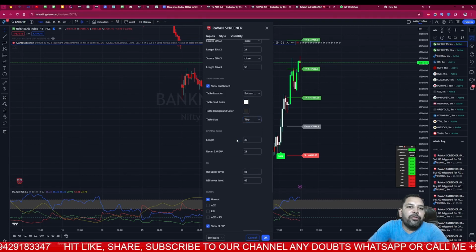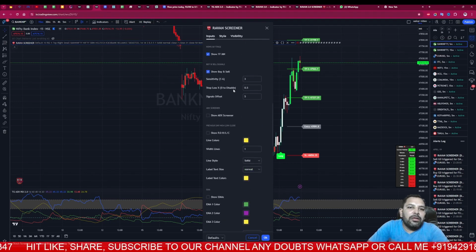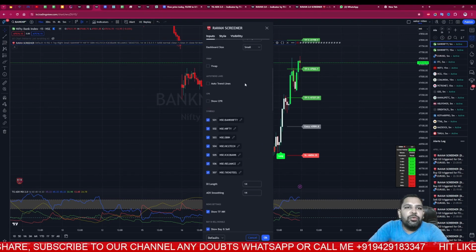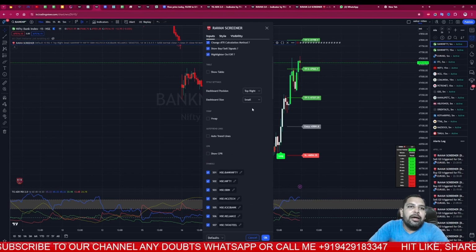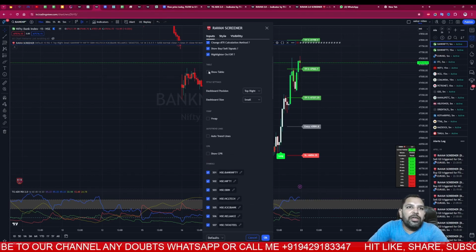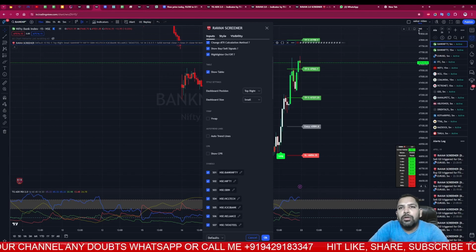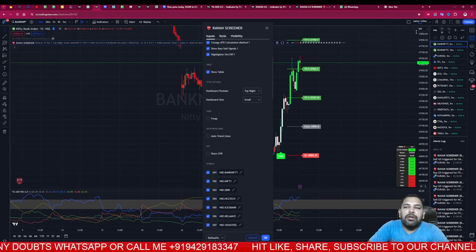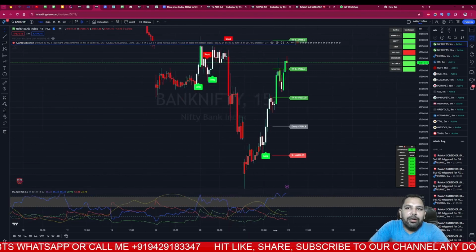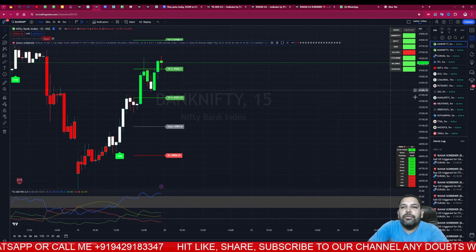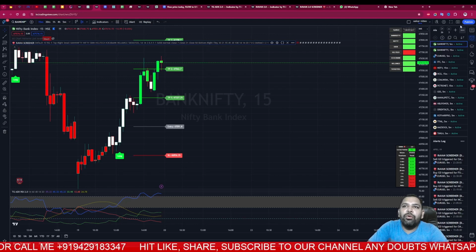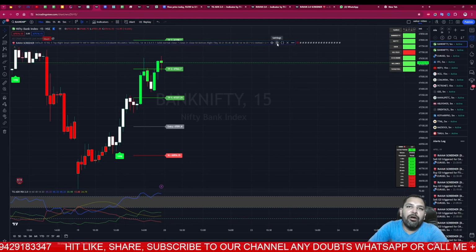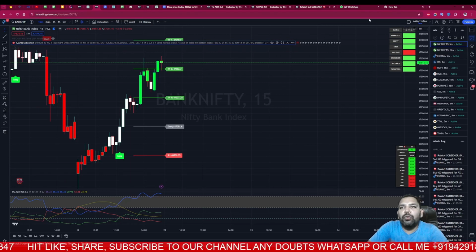Tiny I've kept mainly for mobile users. Default I've kept as tiny. So if you want to work on a system, you can adjust the size accordingly. And this show dashboard table, I have hidden because I do not need to keep it on the chart. Once you hide that, it will help you keep your chart very clear. If you are working on a system and want to activate it, you can activate it, no worries. It depends on your requirement, but for mobile users, no need to keep these on the chart.